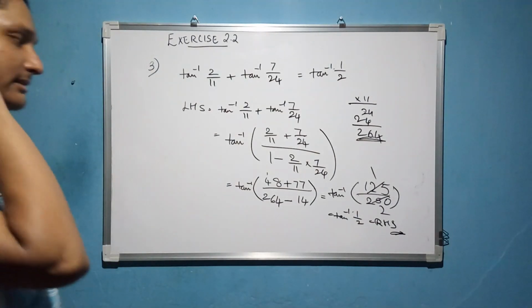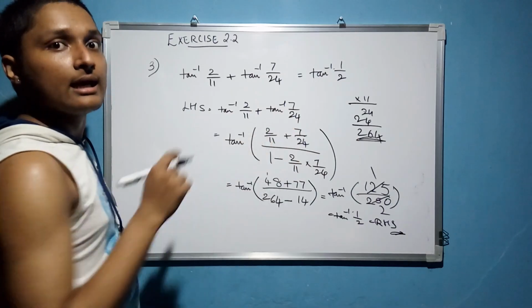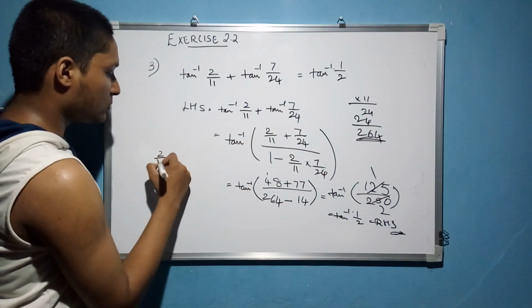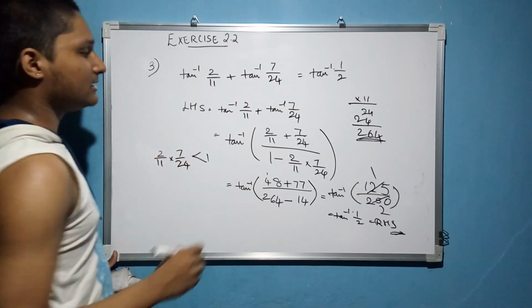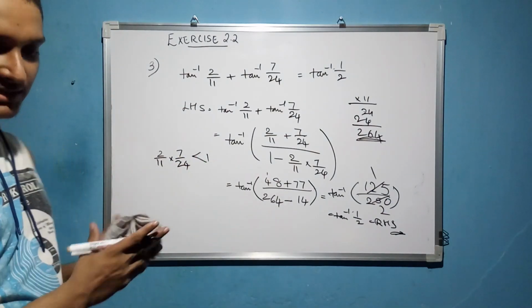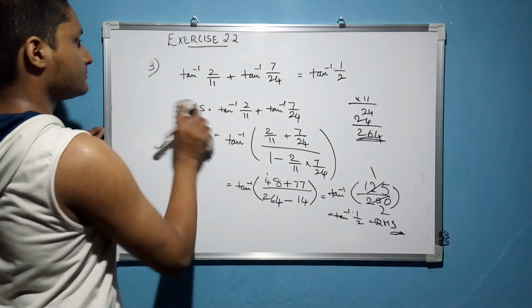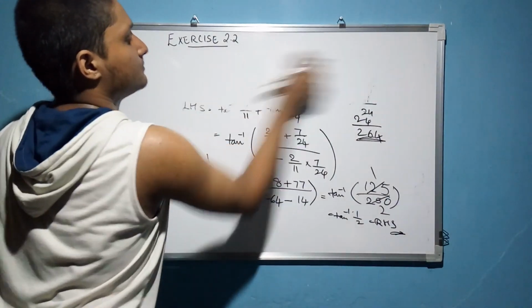So note that here x into y is less than 1. That is 2 by 11 into 7 by 24 is less than 1. And only in such a case we have taken this. Okay. Now we'll go to the fourth question.